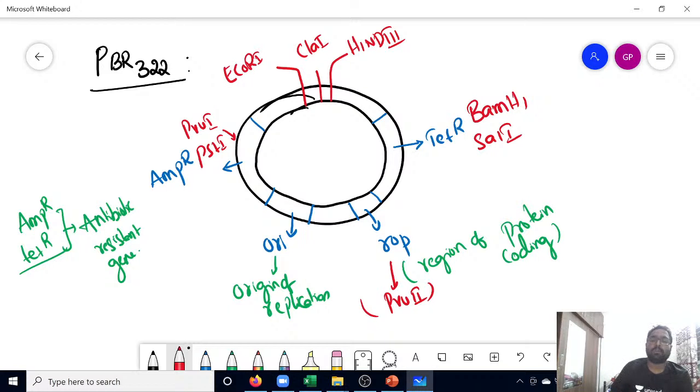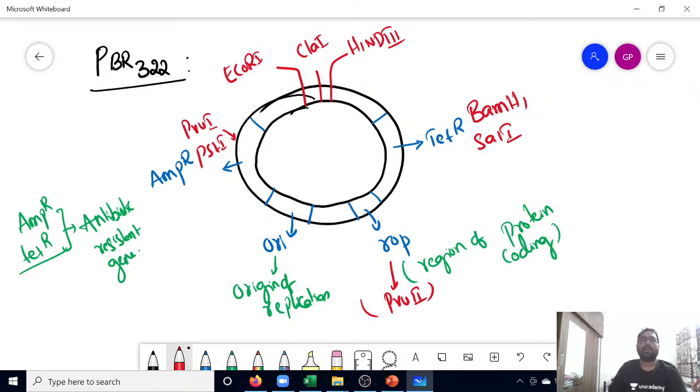Now, the main important point you have to keep in mind is, yes, pBR322 is there. So in this pBR322, please draw a diagram now, everyone. Waiting for your doubts here. Students, you can post your comments in the chat box.